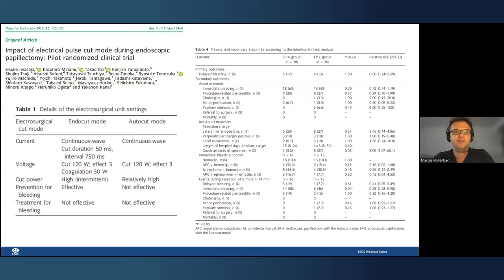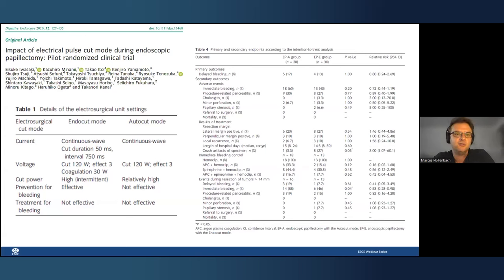So the first thing a lot of people consider is, okay, if I do endoscopic papillectomy and I have my electric device, what type of mode should I use? Yeah? And I can just present you that he is using the endocut mode, and I think this is a valuable option. And in this trial, they compared the endocut mode with the autocut mode.